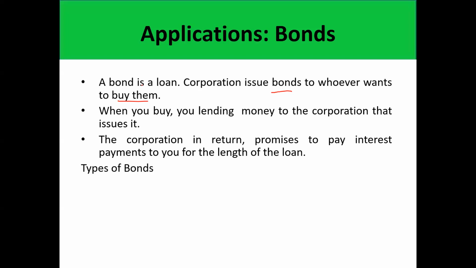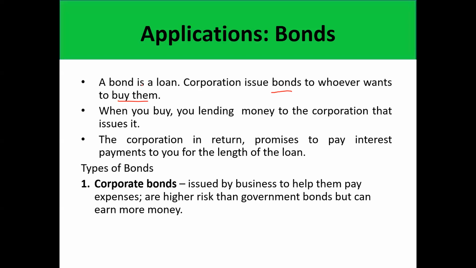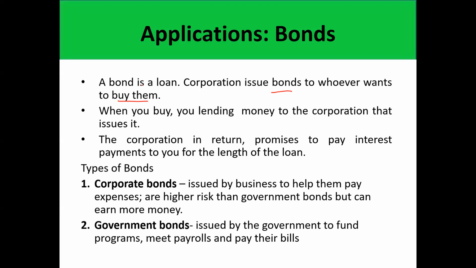Okay, so there are types of bonds. We have corporate bonds, which are issued by businesses to help them pay expenses. And then we have government bonds, which are issued by the government to fund programs, meet payrolls, and pay their bills. Corporate bonds are of higher risk than government bonds, but can earn more money, because whenever the corporation becomes bankrupt, the clients will also lose their money.